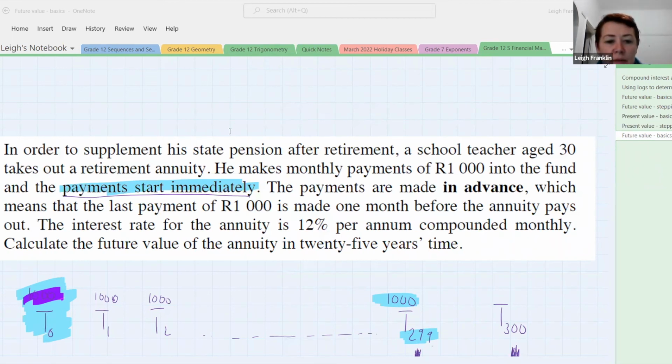Sorry, I was just replying to somebody in the chat. Kaiser, you're asking, will you lose marks? Yes, it will give you a different answer, Kaiser, absolutely.